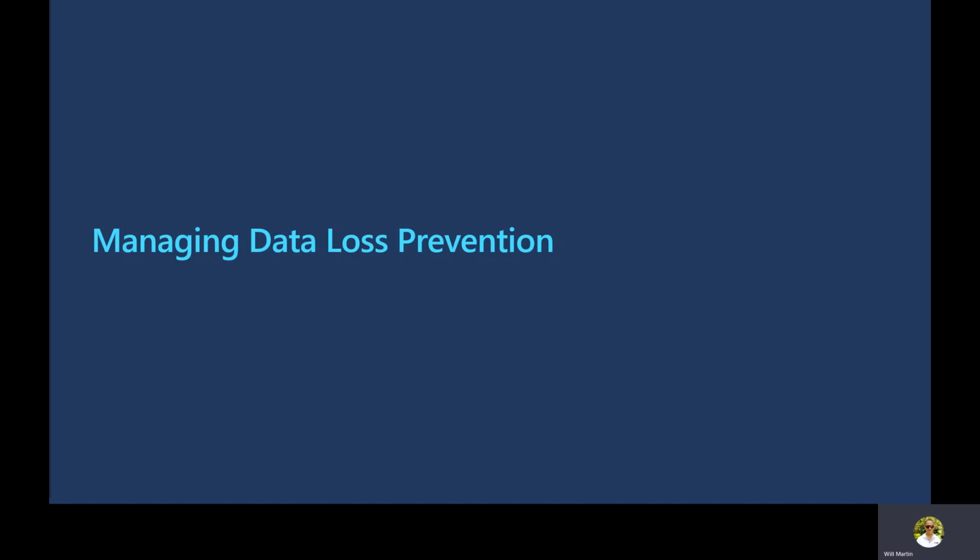Now moving on to data loss prevention. Office 365 gives you the capability to ensure that sensitive information can't be sent outside your organization, or if it is, that it is protected using sensitivity labels. Let's see how this works.